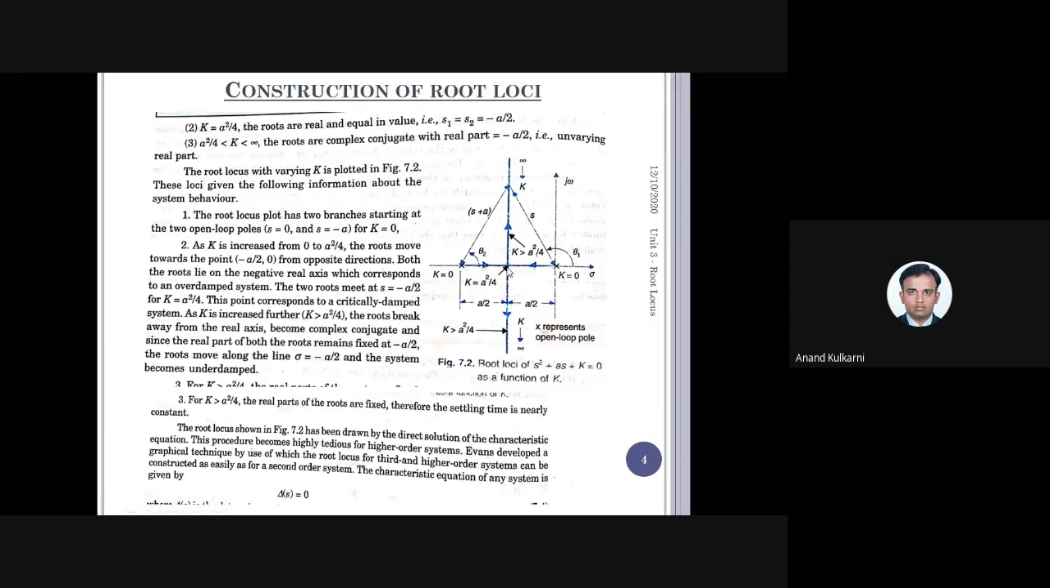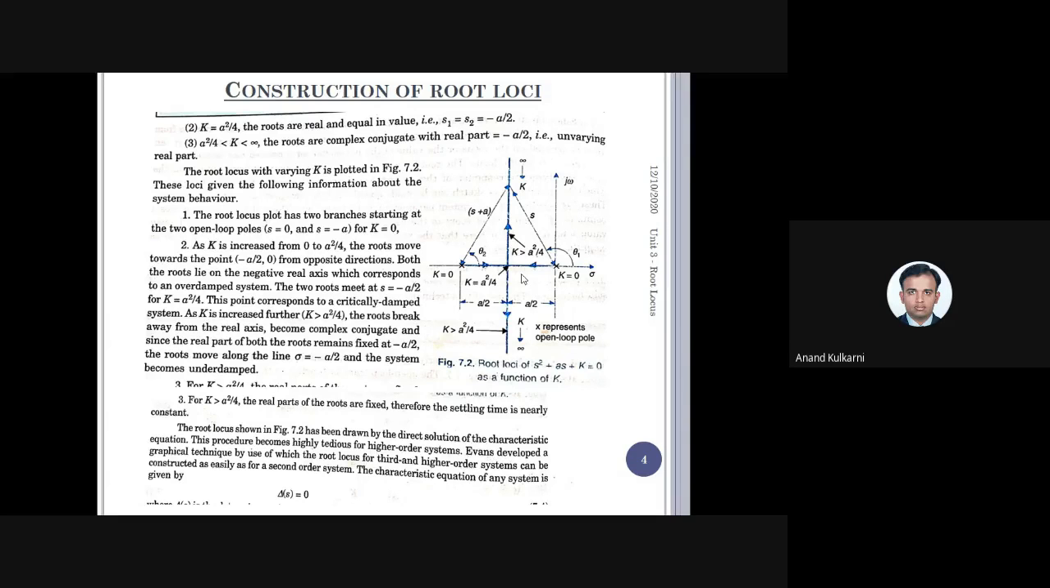Once they meet, one root locus will go upwards, parallel to the j omega axis, and one root locus will go downwards parallel to the j omega axis, because both roots will have the same real part, minus a by 2, but the imaginary part j value goes on increasing along with the k value. Is it clear? So this is nothing but the root locus.